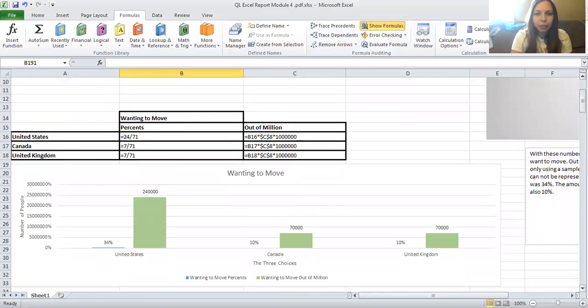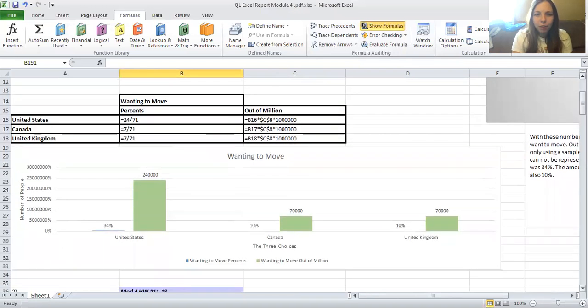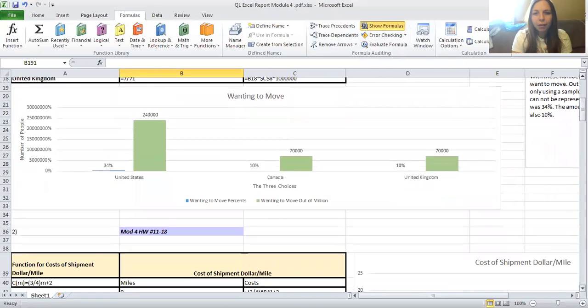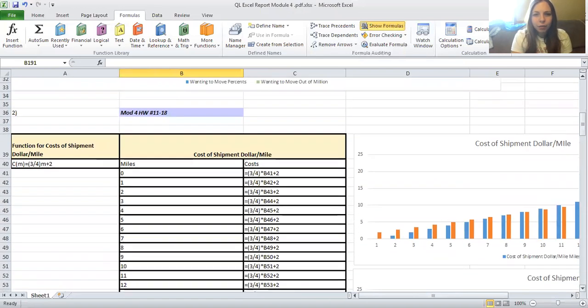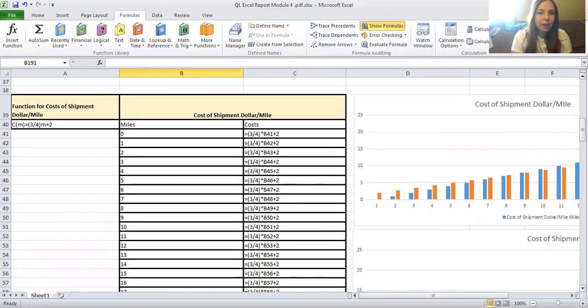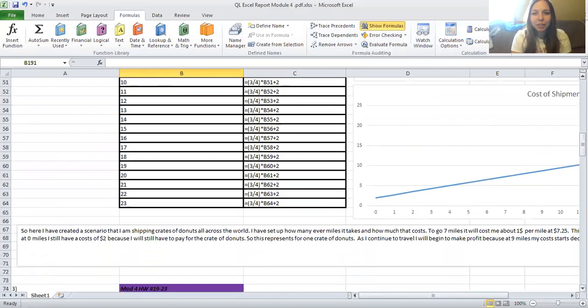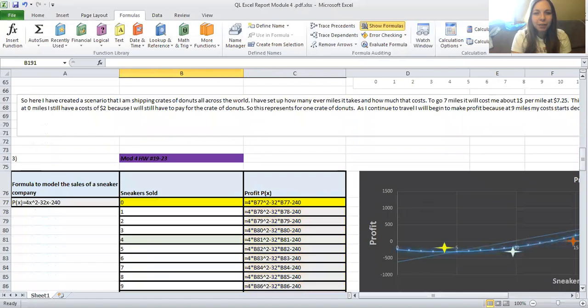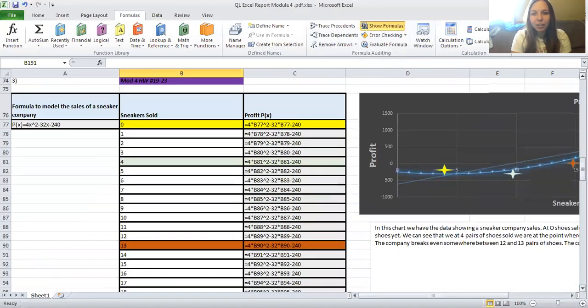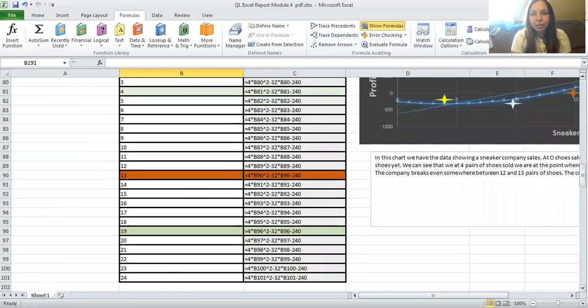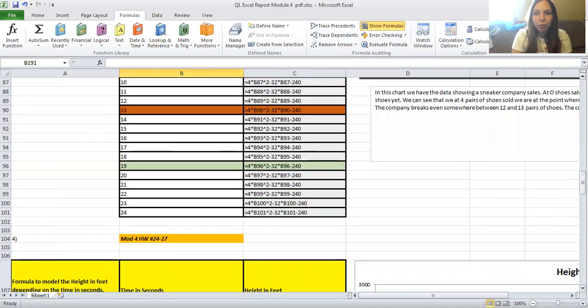Just going to scroll down. You can see where I've put in the formulas here for the millions of people, the percents of millions of people wanting to move out of the countries they were born in. We've got my little scenario here with the shipment of donuts and how many miles it's going to cost to ship those. Coming on down, sneakers, how much you make with the sneakers sold. You can see my formulas there.